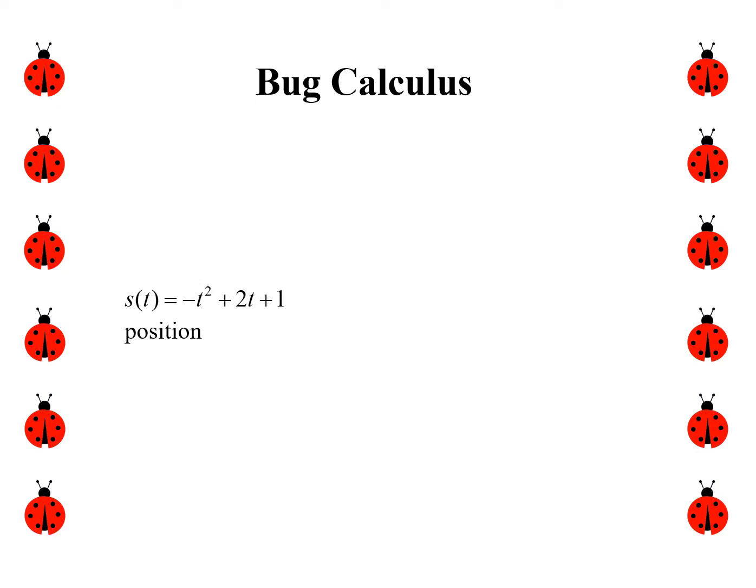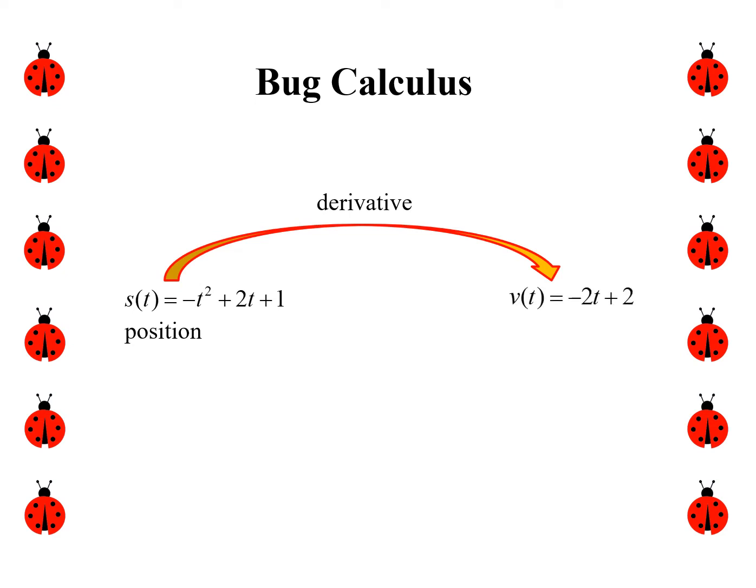Well, what happens when you take the derivative of the position function? You end up getting, in this particular example, -2t plus 2. Well, that is the velocity function, or the instantaneous velocity function. And you can plug like 5 in there. V of 5 is -10 plus 2, so -8 feet per second. And that's what's happening at 5 seconds. So it tells you the bug's velocity on the number line.